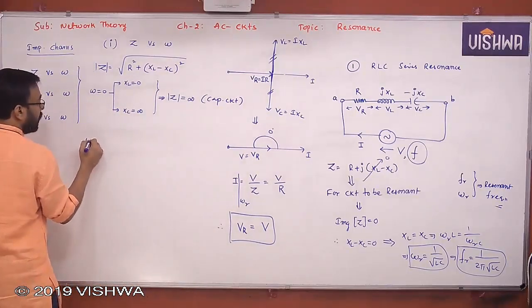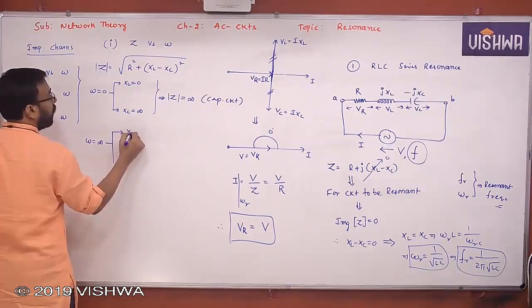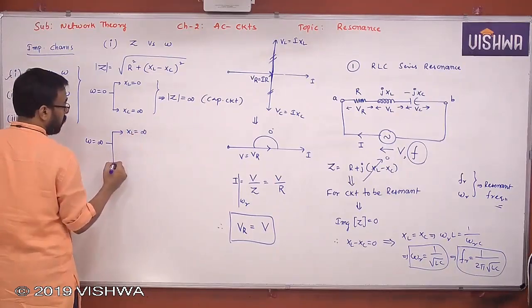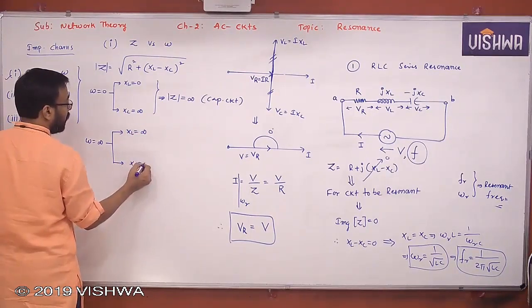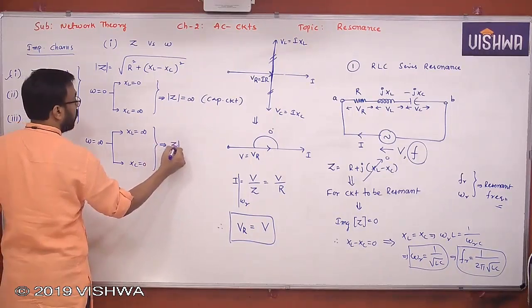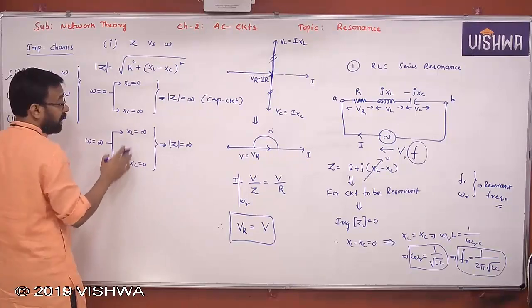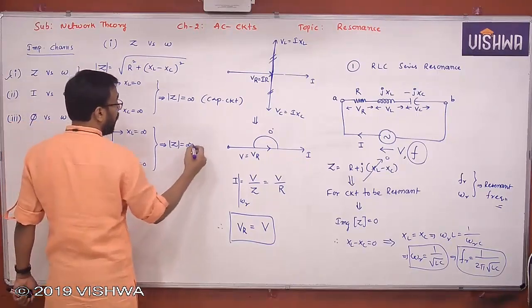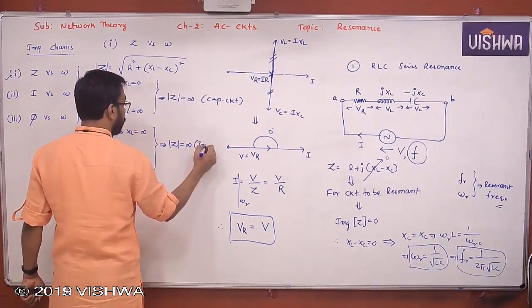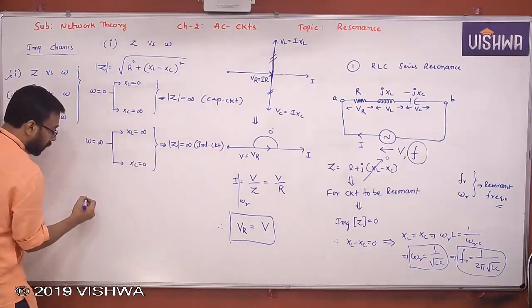Now omega is equal to infinity. Then XL is infinity. Then XC is 0. Then Z becomes infinity. Again it becomes infinity because XL is infinity this time. Now this is behaving like what? Inductive circuit. Yes or no? Inductive circuit or lagging power factor circuit.